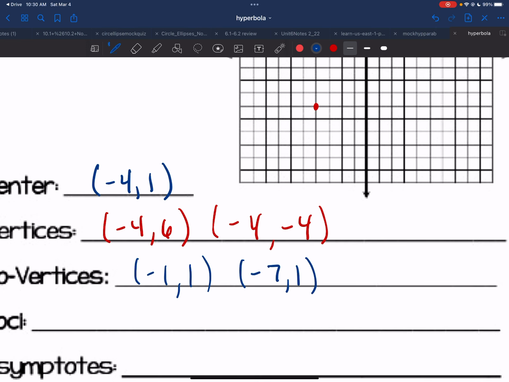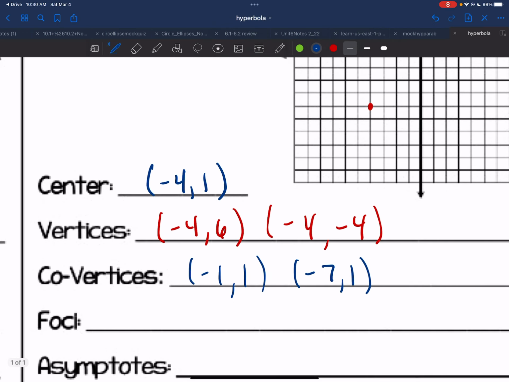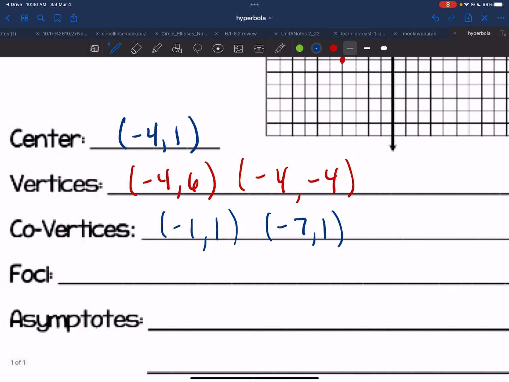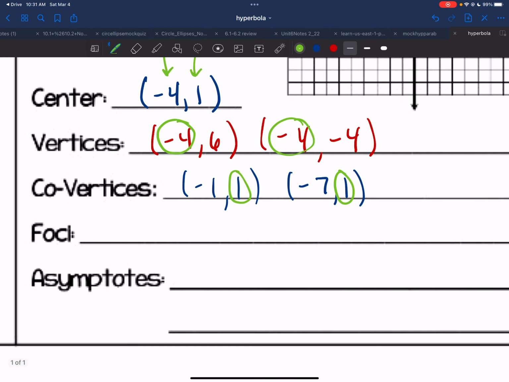Now, a fun fact to look at here is that when you look at your vertices and your co-vertices, look at what's constant in each. For example, this has a constant of -4, and this one has a constant of 1. Those are going to end up being my center, right? Because everything is focused on that axis. So if you're given vertices and co-vertices, but you don't have your center or a graph or the equation, this is one way to figure it out.